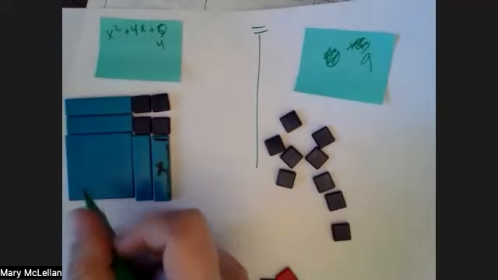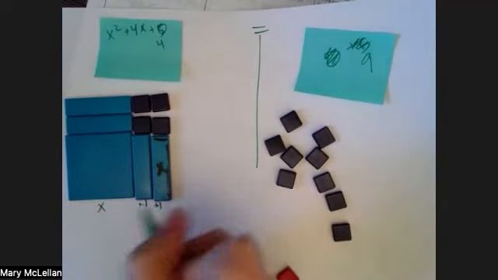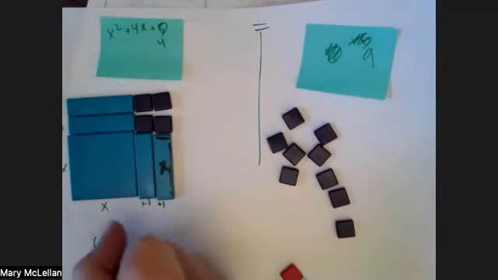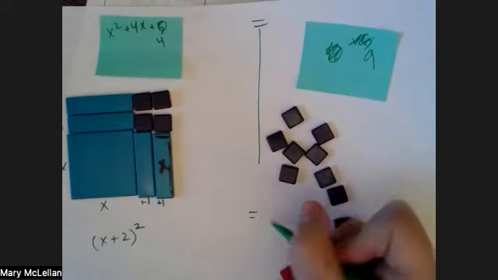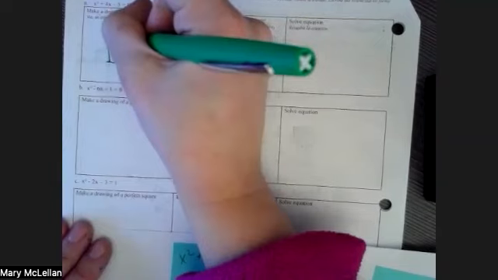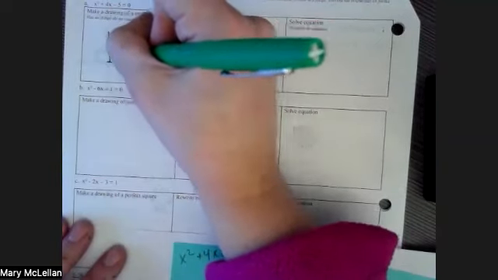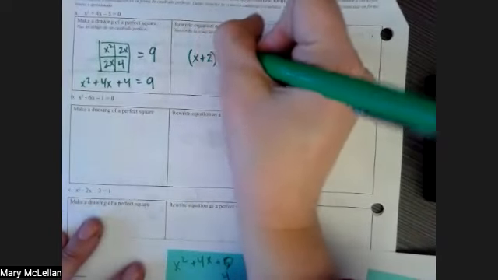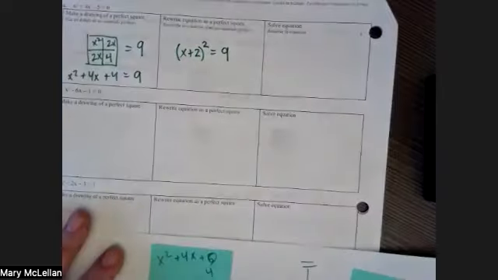Okay. So I have this square. This is x plus 1 plus 1 by x plus 1 plus 1. This is x plus 2 squared equals 9. Put it on our paper. We're going to make a drawing of a perfect square. I have x squared plus 2x plus 4 equals 9. X squared plus 4x plus 4 equals 9. And as a perfect square, that becomes x plus 2 squared equals 9. And then I can solve it.